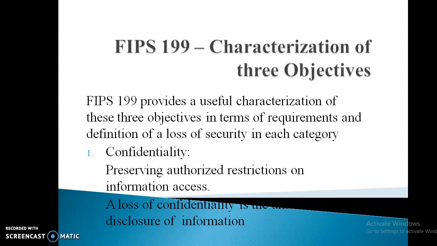The first thing is confidentiality. Confidentiality means preserving authorized restrictions on information access. We keep information in a secret manner. If there is a loss of confidentiality, it means we disclose the information to an unauthorized person. A loss of confidentiality is the unauthorized disclosure of information.